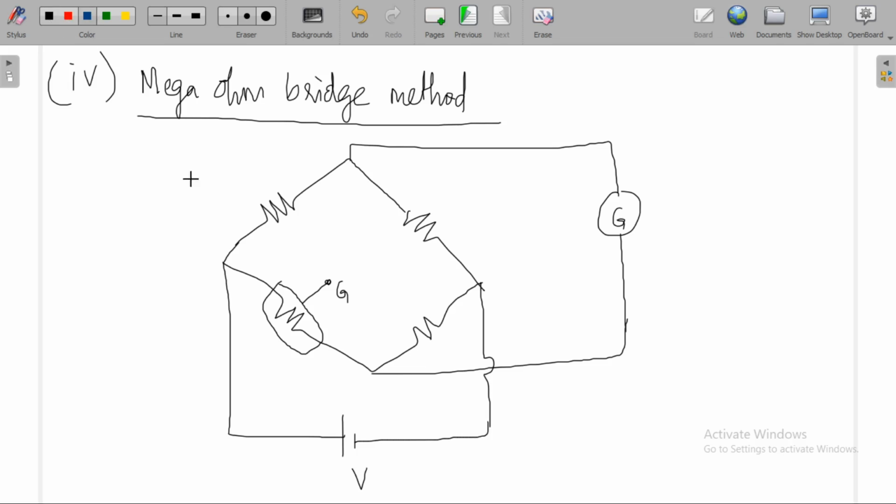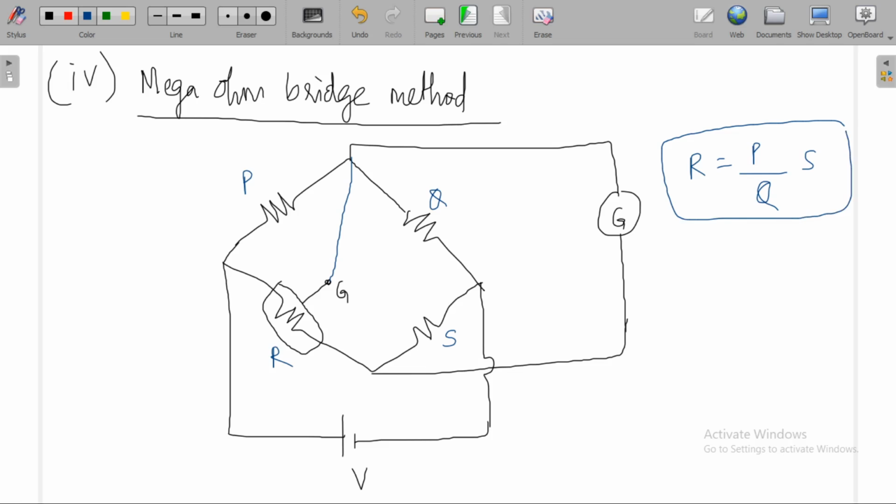This terminal is connected to this. This is S, this is P, Q, R, S. Under balanced conditions, R is equal to P by Q into S. If the galvanometer shows null deflection, the bridge is said to be balanced. If there is any leakage current, that leakage current is allowed to flow through this galvanometer.